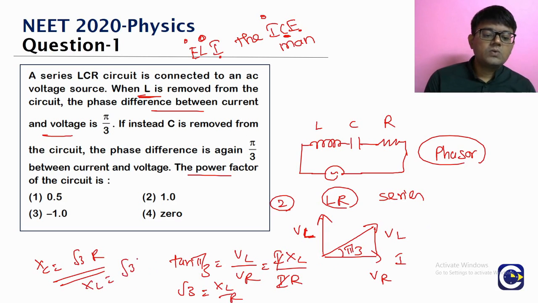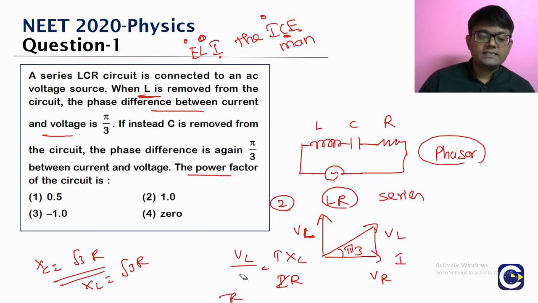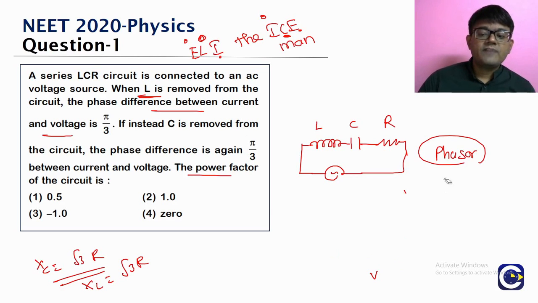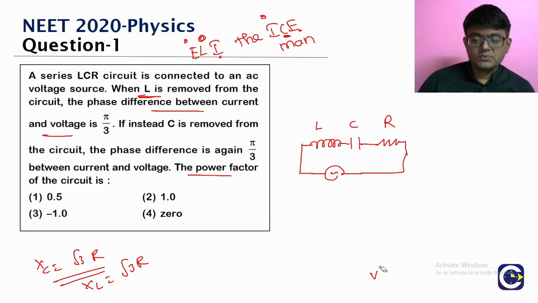XL is also equal to root 3 times R. So from the given conditions, we have got the value of XL and the value of XC. XC is root 3R, XL is also root 3R. Okay. Now we have to talk about the power factor of that original circuit. That is what they are asking.